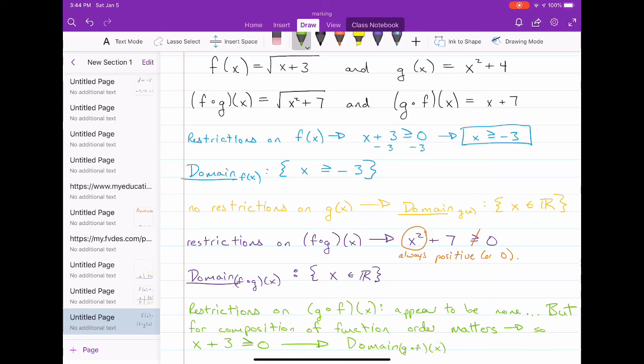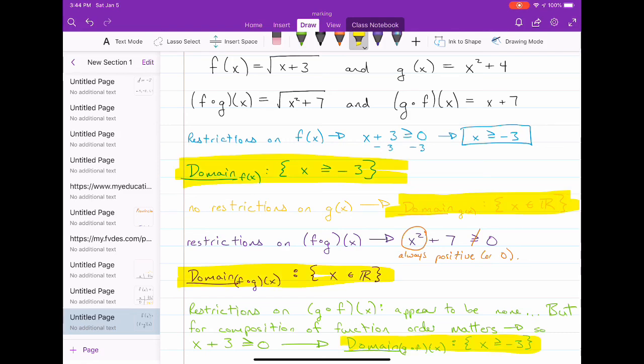So because there's a restriction on f of x, that x is greater than or equal to -3, and we put it into f of x first, you have to consider that for the domain of g of f of x.